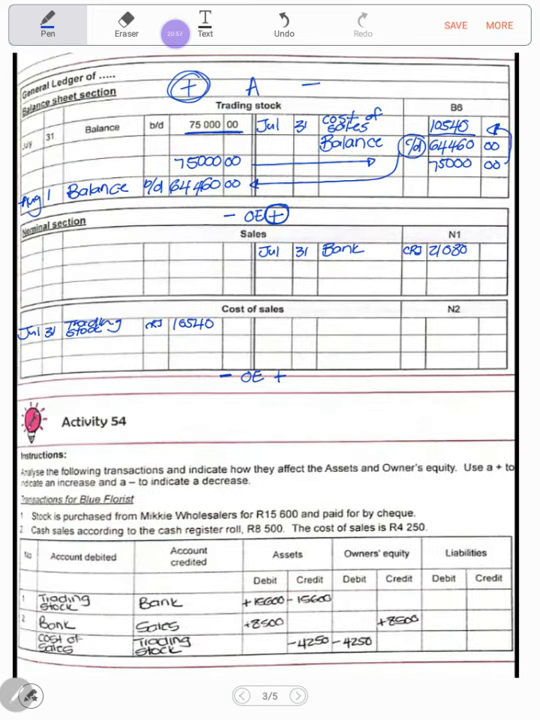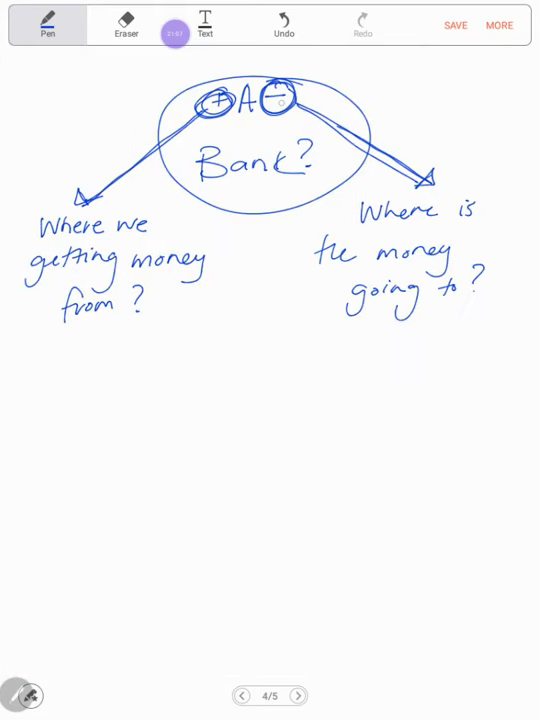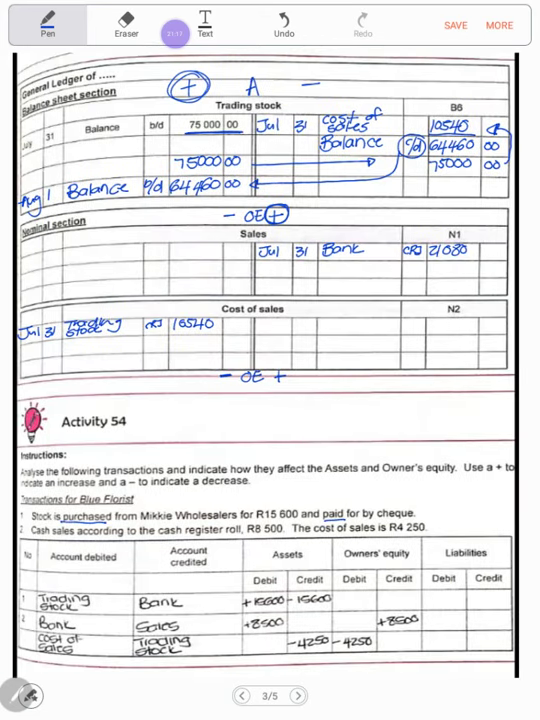All right, so looking at this first transaction, stock is purchased from Mickey Wholesalers worth 15,600 and paid for by check. What is happening to bank? Your bank account is decreasing. Now you're asking yourself, where is the money going to? We bought stock, trading stock.